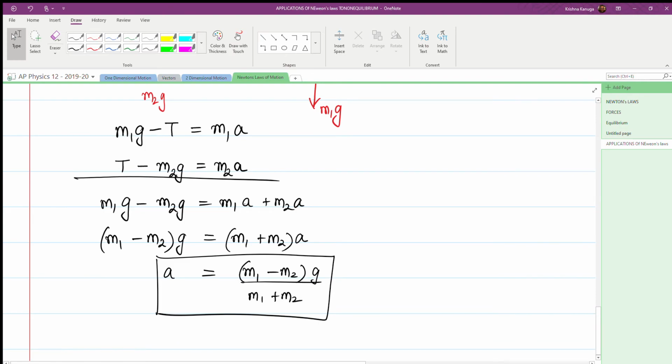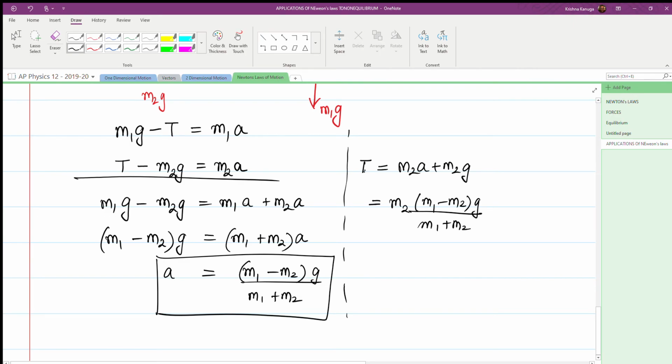Now we want to find the tension, and to find the tension we could use either of the equations, equation 1 or 2. Choose whichever one you want. I'm just going to choose 2. Equation 2 says that T is M2A plus M2G, and here we can replace A with M2 times (M1 minus M2) G over (M1 plus M2), plus M2G.